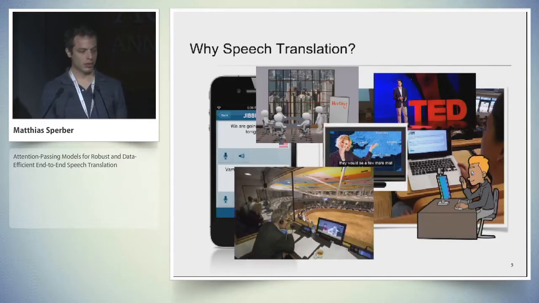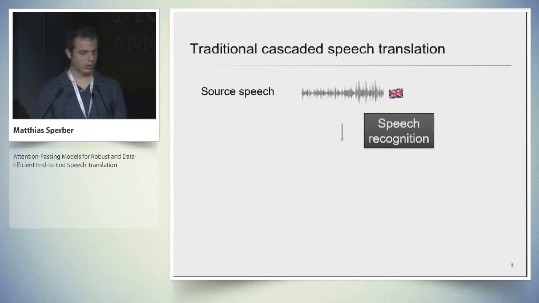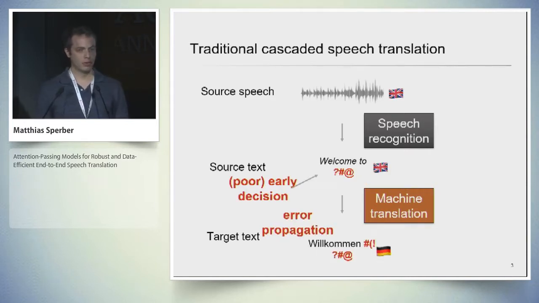And there's a lot of other possible applications, and in practice these are typically realized using a cascaded approach, where we have the source speech, we feed that through a speech recognizer to obtain the source text, and then we feed that through a machine translation model to obtain the target text. And that's okay until we get to the point where the speech recognizer makes an error, and that often leads to propagating errors to the target side, and that's all caused by the fact that we are making this early decision halfway through the translation process.